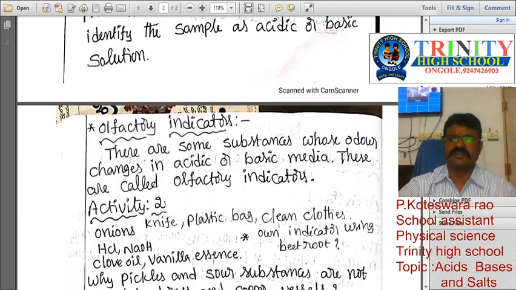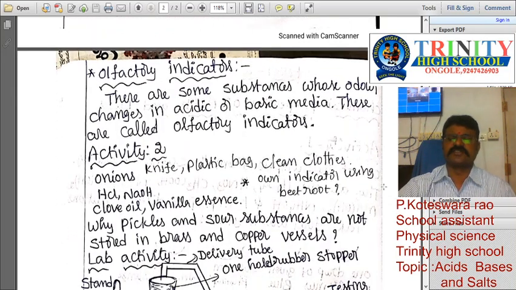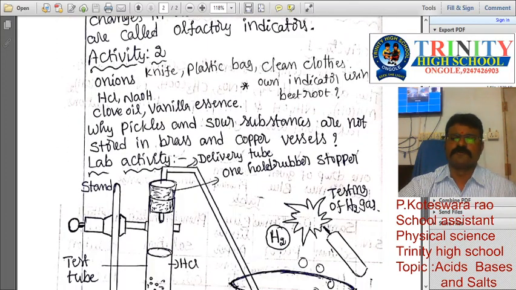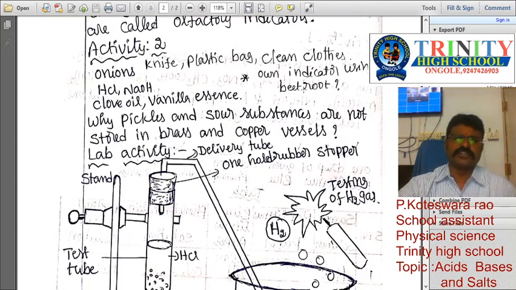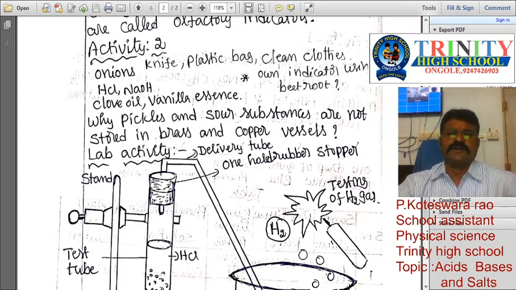After that, olfactory indicators. What is the definition of olfactory indicators? There are some substances whose odor changes in acidic or basic media, called olfactory indicators. For that we prepared activity 2, and after completing it we covered one more most important 4-mark question: how is it possible to prepare your own indicator using beetroot?